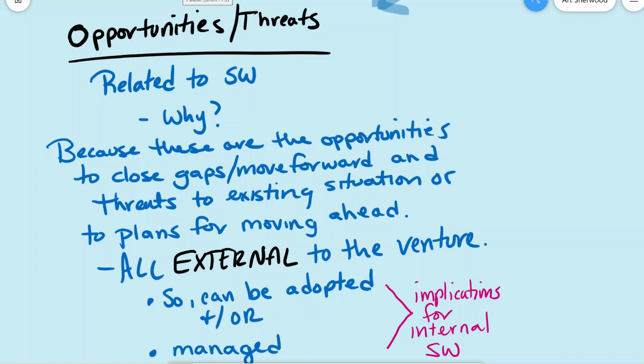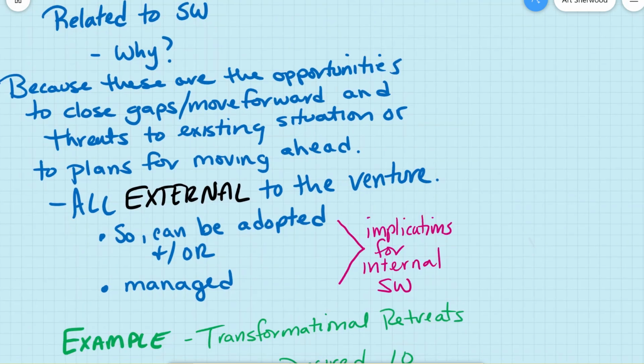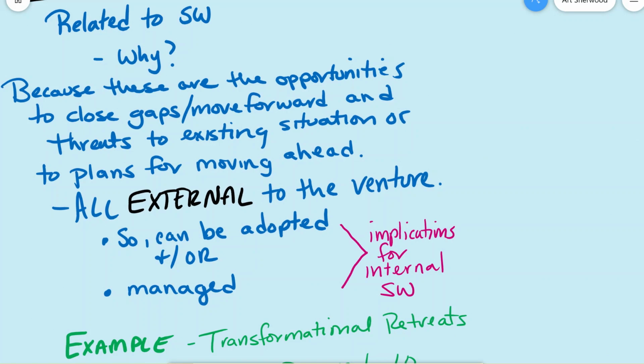And then there's also looking for threats to your existing situation that might actually make you step back, or for your plans moving ahead. All of these tend to be external to the venture. So what you can do is you can identify the opportunity and you can adopt it, or you can see a threat and you can manage it. And these all then have implications for your internal strengths and weaknesses, because if you want to improve something, you want to close a gap, you got to look outside the organization for different possibilities, whether they be models for how to do it, and then you can adopt that approach. So you have to just go out and do some learning, or a technology, or whatever it might be.